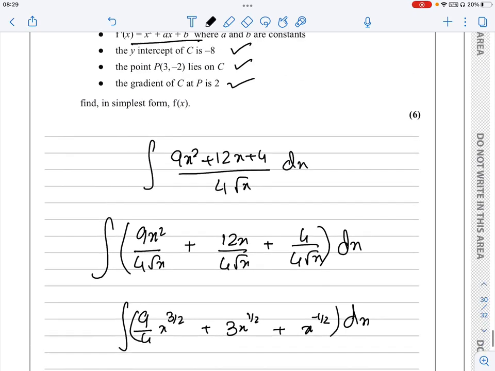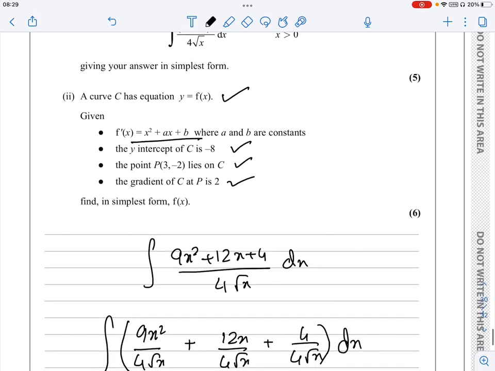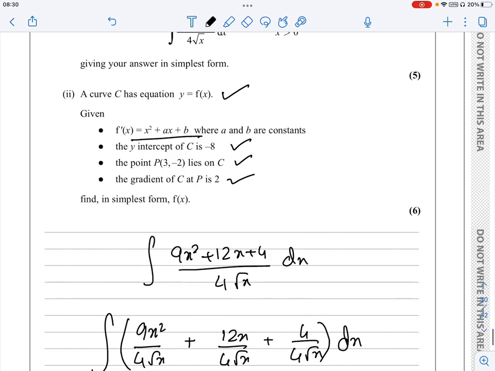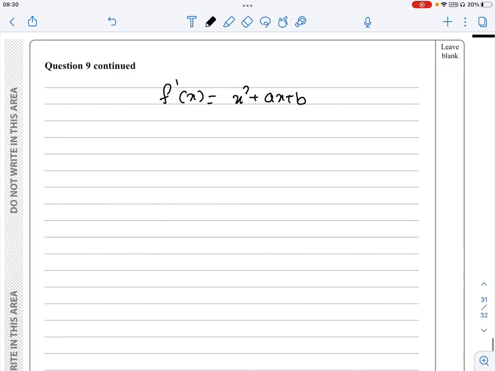Now he told us that the gradient of C at P is 2. What was P? 3 comma minus 2. So f prime of 3 should equal 2. So 2 equals 3 squared plus a times 3 plus b. So it becomes 3a plus b equals 2 minus 9, which is minus 7. One equation I got.